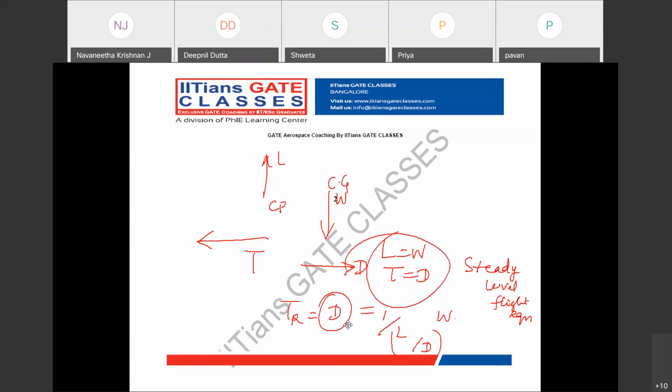So if you want minimum drag, then L by D should be maximum. L by D max corresponds to the minimum drag condition. First thing is L by D max corresponds to minimum drag conditions.